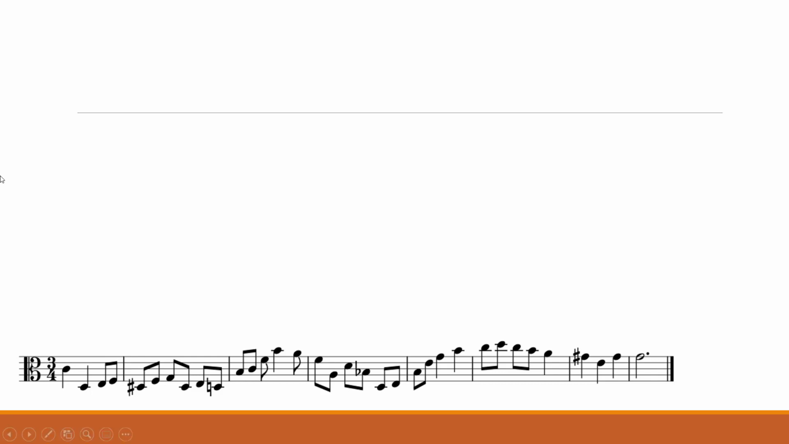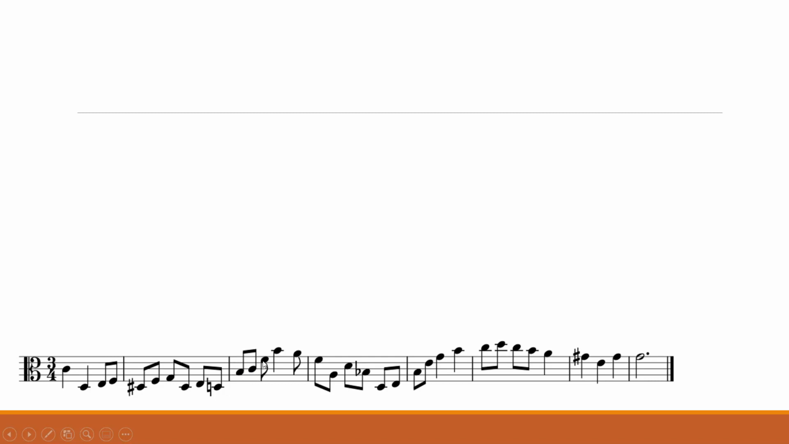So anyways, the first note is a C. Second note is a D. Then we have an E and an F. We just go upstairs. Well, this was a D, so this is now a D sharp. F, G, still a D sharp. E, and now a D natural because of the natural sign. We have a B and a C, an F.